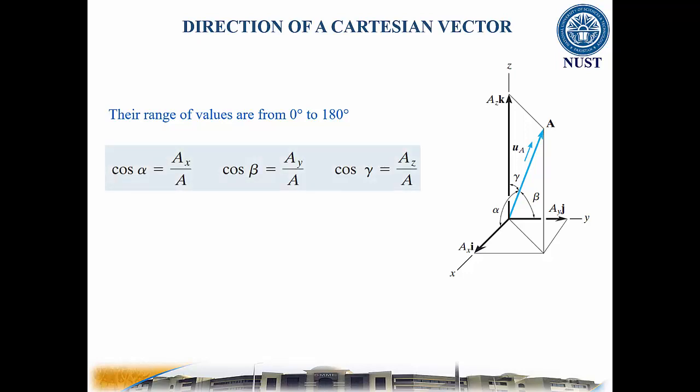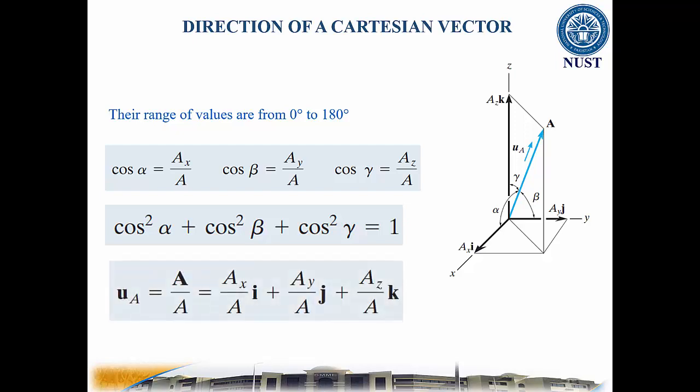These angles are not independent. They must satisfy the following equation. This result can be derived from the definition of coordinate direction angles and the unit vector. Recall the formula for finding the unit vector of any position vector, or written another way, the unit vector of A equals cos alpha i plus cos beta j plus cos gamma k.